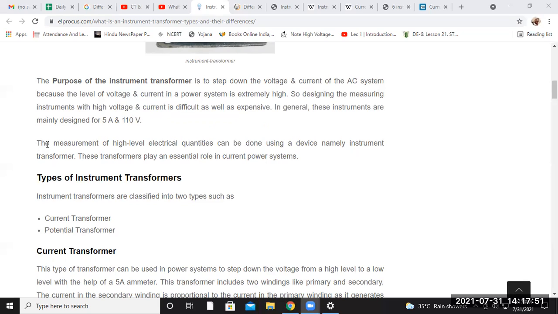Now, the measurement of high level electrical quantities, as you can see written here, can be done using a device, namely the instrument transformer. That means higher values can be measured by using the instrument transformer, whether we are using a current transformer or a potential transformer, depending upon the application, which quantity is flowing through the transmission line, or which quantity we have to measure. So depending upon that, the instrument transformer can be used. These transformers play an essential role in your power system.